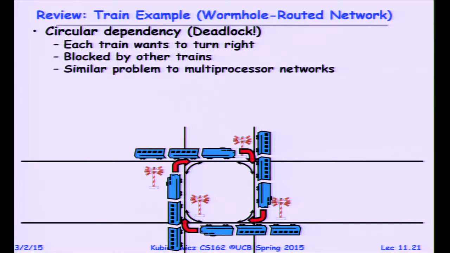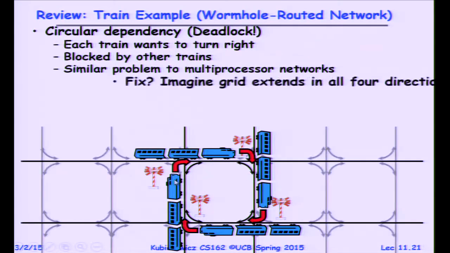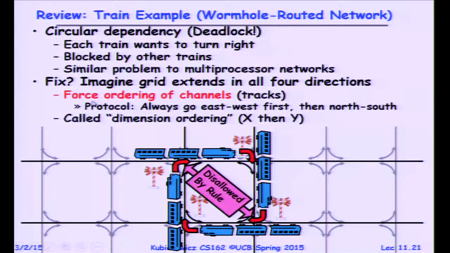Here's the train example, circular dependency. Each train wants to turn right. But what we've done here is we basically force the ordering of the channels, as I mentioned, and we're essentially saying you always have to request your X channels first and then your Y channels. So you request an X channel and then a Y channel, and if you don't do that in that order, then you could cause a deadlock. And by the way, does anybody pick up on the somewhat subtle requirement in what I just said here?